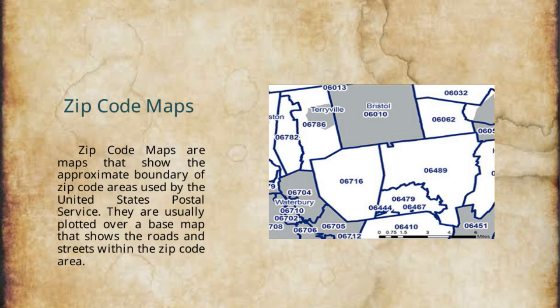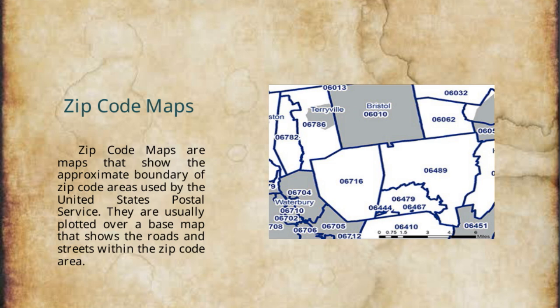Usually, you'll see these boundaries overlaid on a base map that displays roads and streets within the zip code area. This helps us understand not just the boundaries, but also how the zip codes relate to actual streets and neighborhoods. This kind of mapping is really useful for various applications, from delivery planning to demographic analysis. Overall, zip code maps are a key tool in spatial analysis, helping us visualize and understand the geographic organization of postal areas.